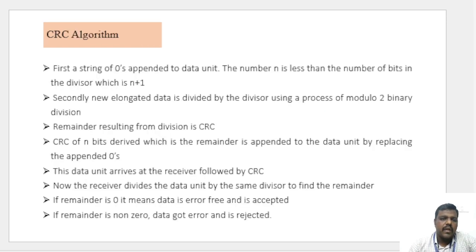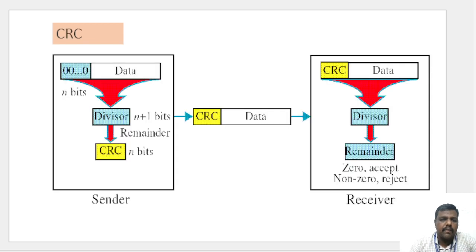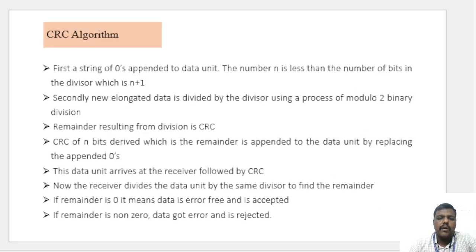Okay, so the algorithm for your CRC is nothing but what we have explained from the diagram of the same concept. We append n number of zeros if you have a divisor of n plus 1 bits, and we perform binary division with the modulo 2 binary division method. The resultant remainder we get is the CRC. This CRC is added to the original data, and the same is transferred to the receiver.